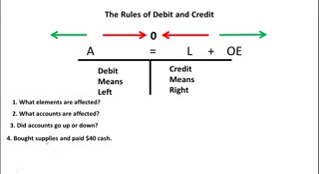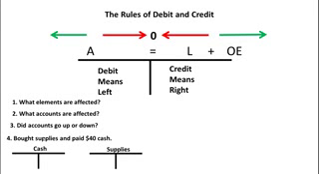Number 4, we bought supplies and paid cash. Well, supplies, we're always going to assume in this class that supplies is an asset until we use it up. So in this transaction, we've got cash and we've got supplies. And all we're doing is we're trading our cash for supplies.